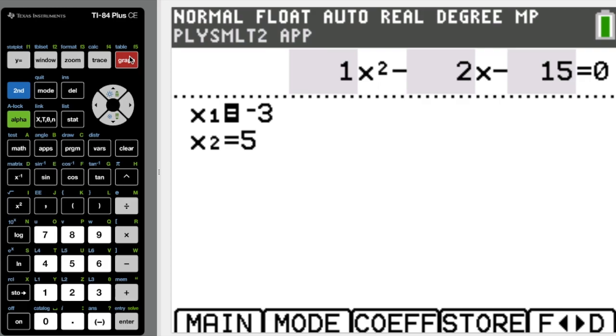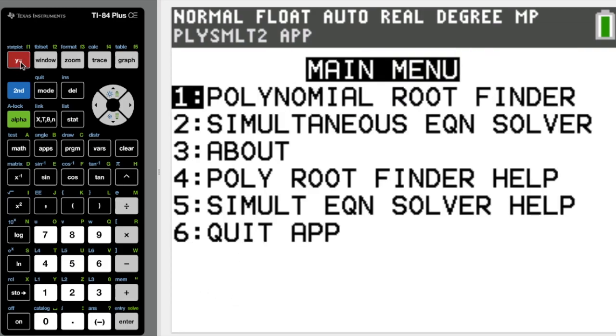Now if they want you to factor, of course you understand that the factors come from x plus 3 and x minus 5. But still, this helps us get there very, very quickly with some of those things. Let's go back to the main here and demonstrate one last one. Here is a simultaneous equation solver.